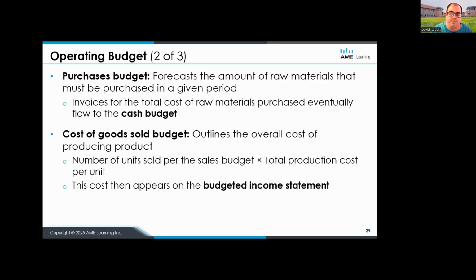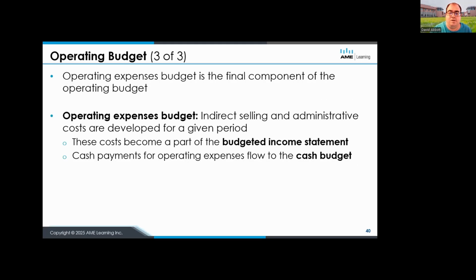And the invoices for the total cost of raw materials purchased are eventually going to flow into the cash budget. Again, if we're a manufacturing company, we'd have a purchases budget to look at how much raw materials we need. Now the cost of goods sold budget outlines the total cost of producing the product. So we have the number of units sold per the sales budget multiplied by the total production cost per unit. And this cost would then appear on our budgeted income statement.